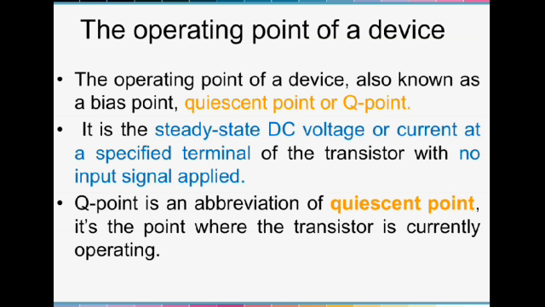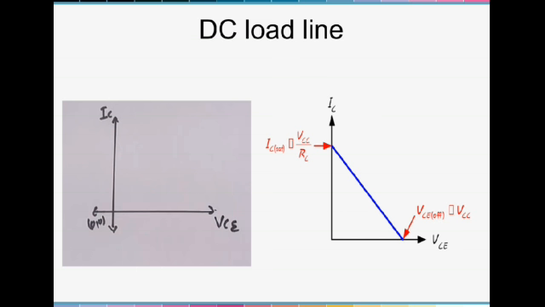It is a steady state DC voltage or current at a specified terminal of the transistor with no input signal applied. This is the key point here. When no input signal is applied, the steady state DC voltage or current at a specified terminal of the transistor is known as the DC condition. Q point is a point where the transistor is currently operating.